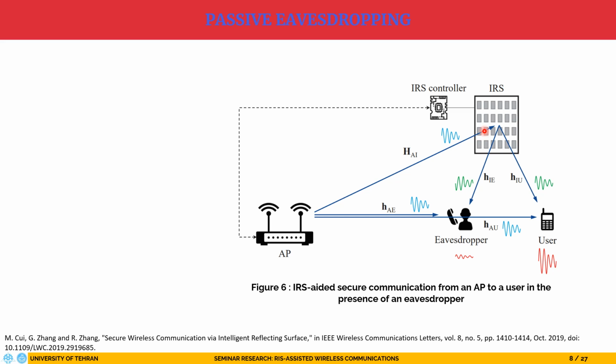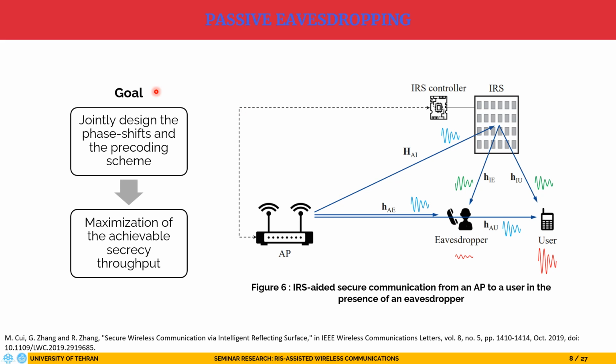So with IRS we have more degrees of freedom and can suppress this eavesdropper in the network and enhance the physical layer security of the system. So the goal here is to jointly design the phase shift of the IRS and the precoding scheme, which is done at the access point, to maximize the achievable secrecy throughput.